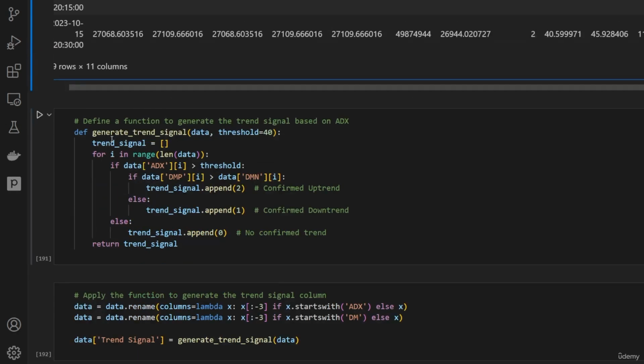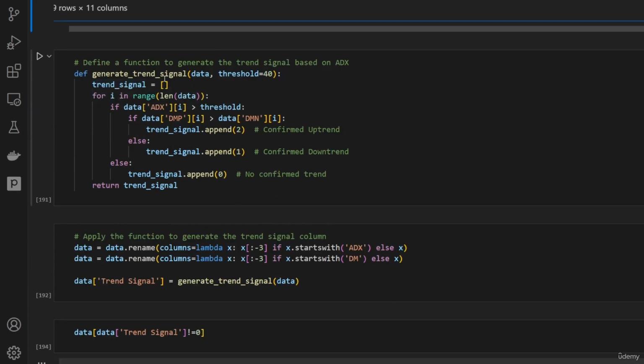For this, I'm defining a new function called generate_trend_signal, and this is a function that generates a signal based on the ADX. It takes a data frame, the data, as the first input parameter, and then we have the threshold, which is equal to 40 by default, which means that we would confirm a signal of a trend only if the ADX is above 40.